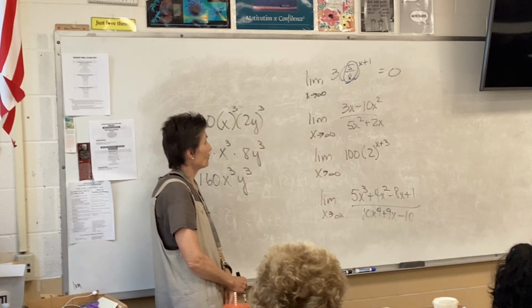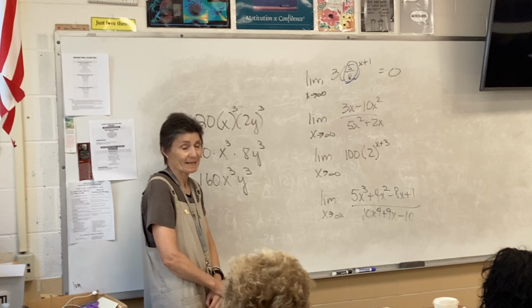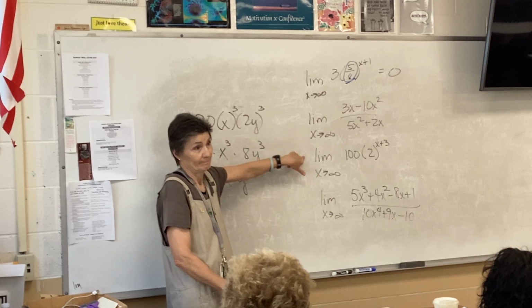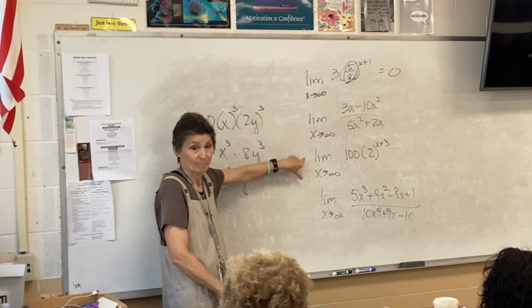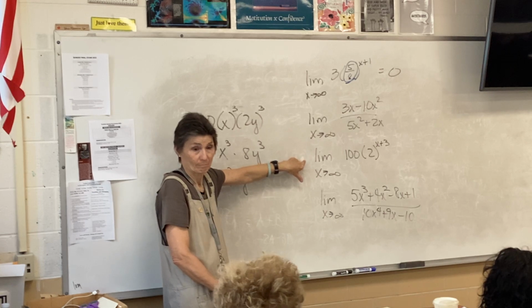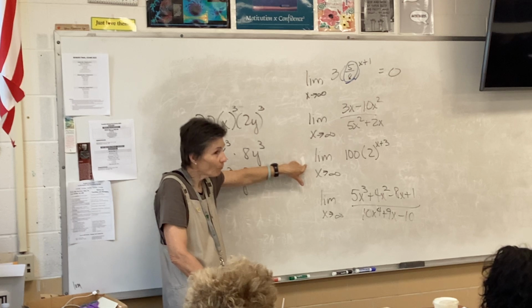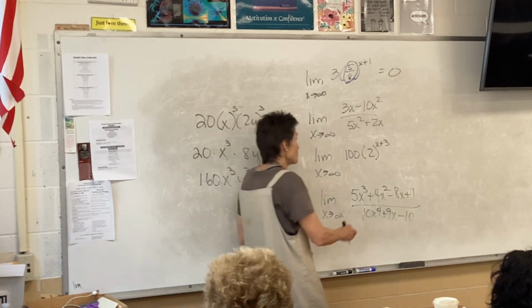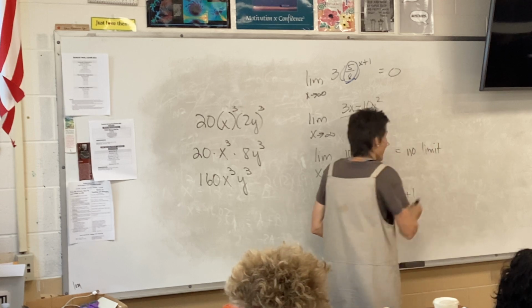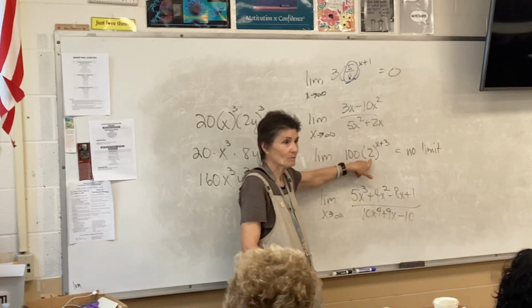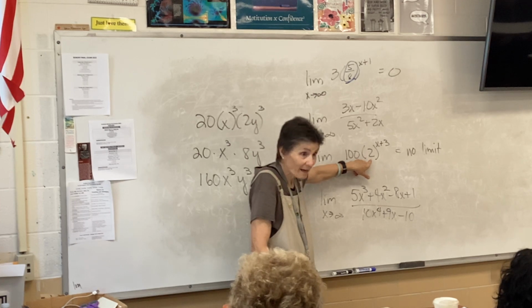All right, so everybody got that? Now, which other problem is just like that? This one. What's that limit? Two. No. This one has no limit. Why? Look at that number. Is that bigger than 1 or less than 1? Bigger than 1, so is it 0 or no limit? Exactly.